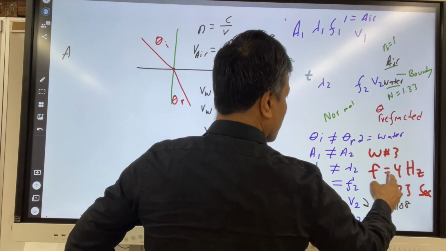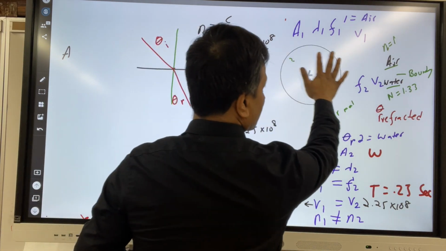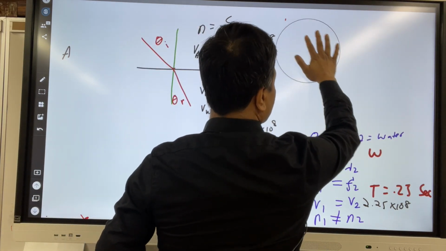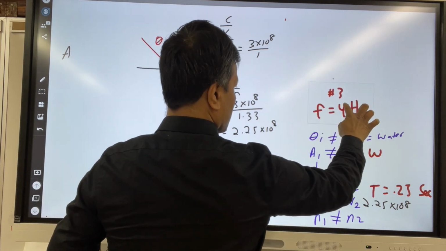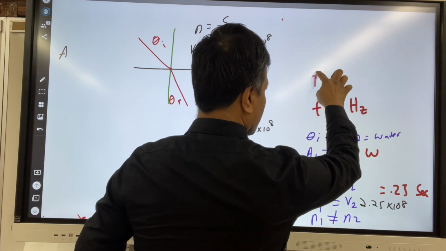As you see, I am going to move them over here somewhere. I don't need them, so I am going to erase them. Okay, I am going to move them over here.